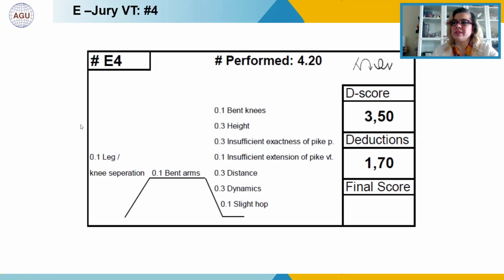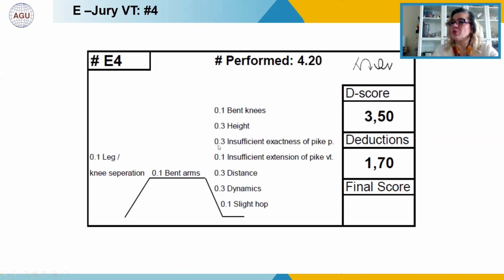So we consider it Yurchenko pike, and the deductions is for the first flight phase 0.1 for leg or knee separation. On the repulsion phase, we got 0.1 for bent arms. And for the second flight phase, we got 0.1 for bent knees, 0.3 for height, 0.3 for insufficient exactness of the pike position because it was quite open, because the gymnast intended to do the stretch, but it was pike.